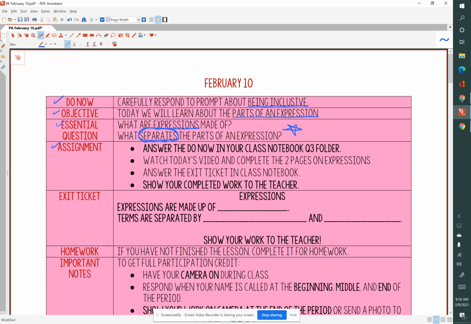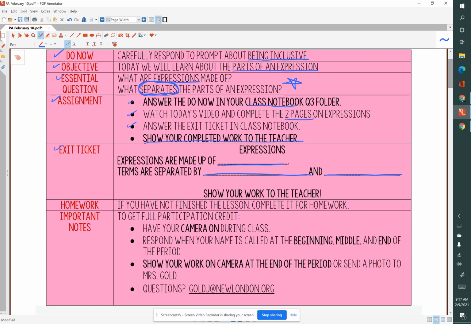So our assignment will be to answer our do now, which we do in our class notebook. We'll watch our video and complete 2 pages today on expressions. I want you to answer your exit ticket and remember to show me your completed work in our meeting. We'll get to our exit ticket later, where we will remind ourselves what expressions are made up of and what terms are separated by. I already mentioned that was important, so look out for that as we have our discussion on expressions today.